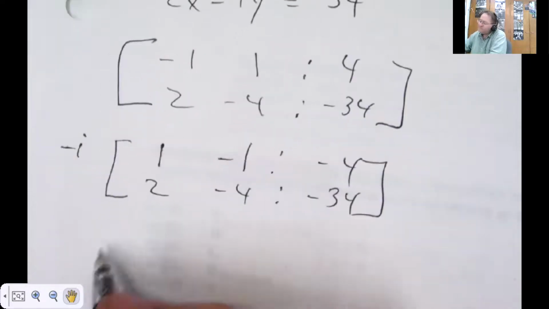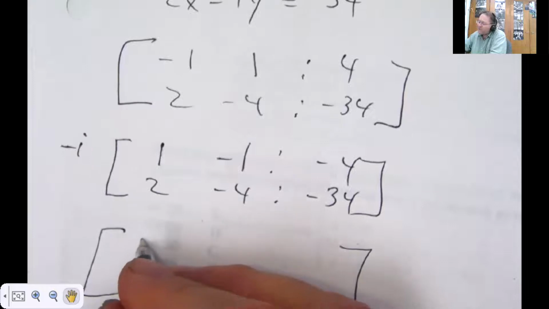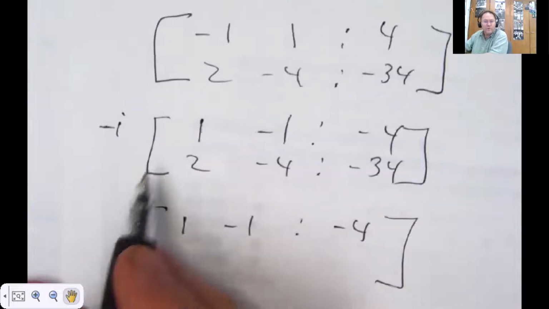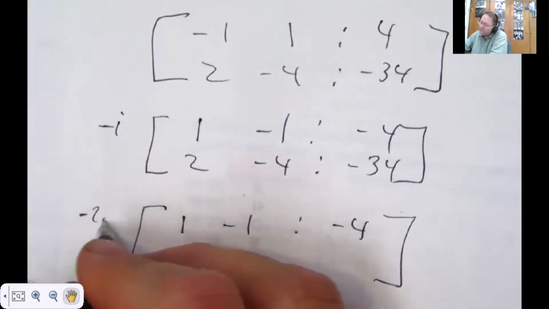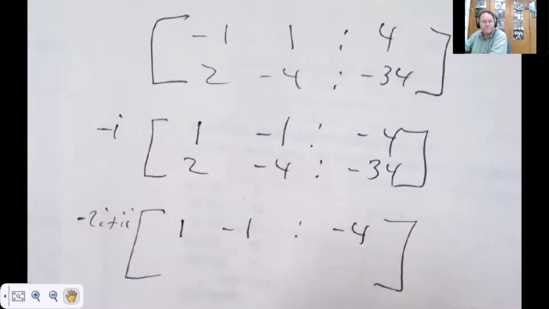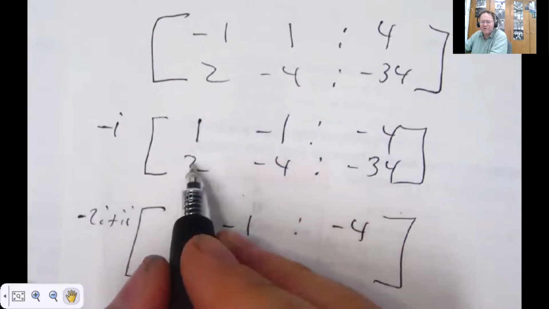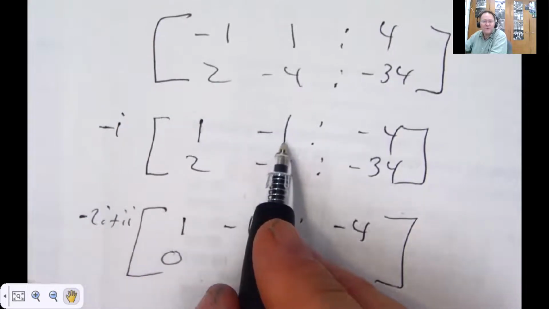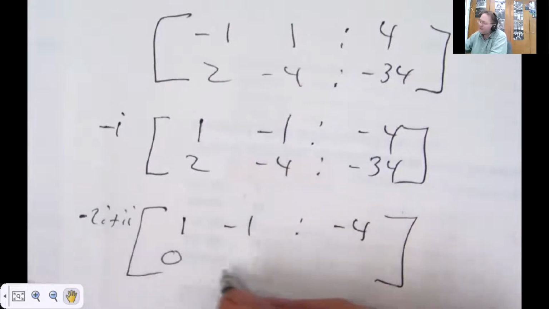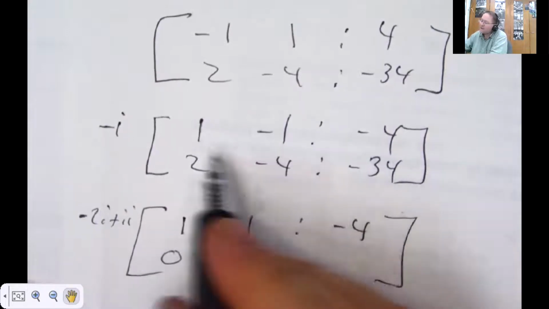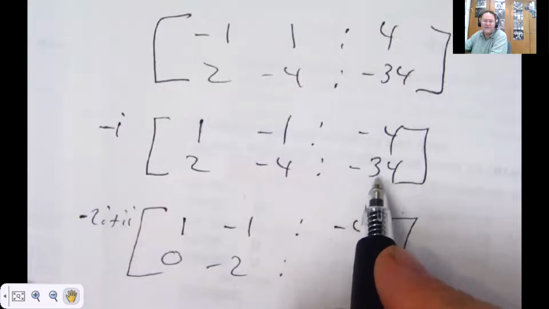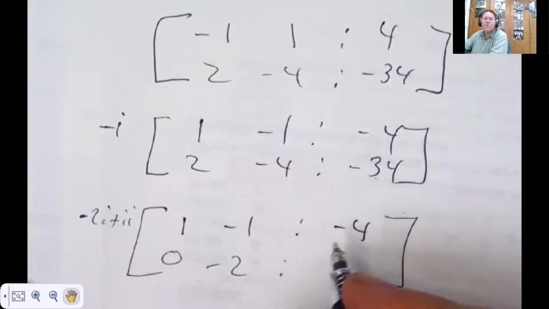Next, I'm going to keep this row the same: 1, negative 1, negative 4. But this time I'm going to multiply row 1 by negative 2 and add it to row 2. Negative 2 plus 2 would be 0. Negative 2 times negative 1 is positive 2, and positive 2 minus 4 is negative 2. Negative 2 times negative 4 is positive 8, and positive 8 plus negative 34 is negative 26.